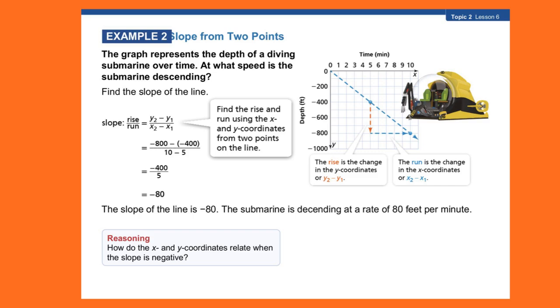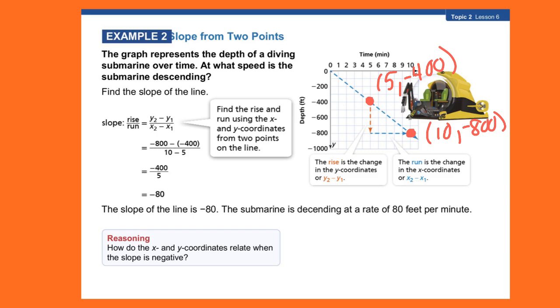So if we didn't have a graph, we would find this spot right here, which is 5, negative 400. And they're using this dot, which is 10, negative 800.